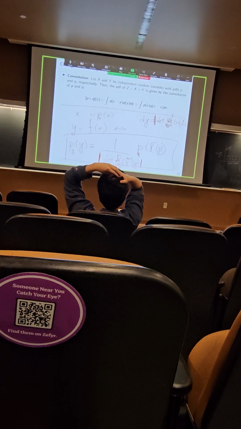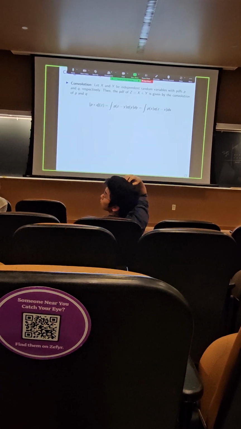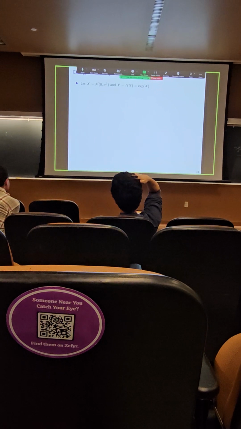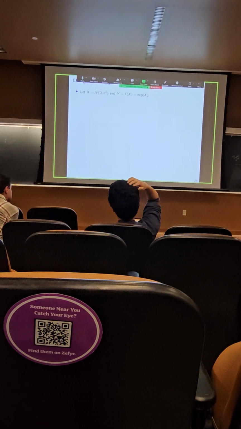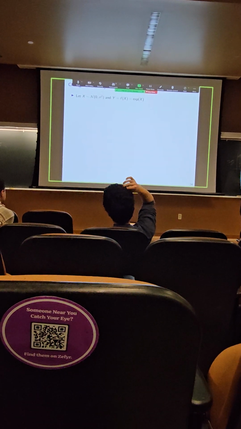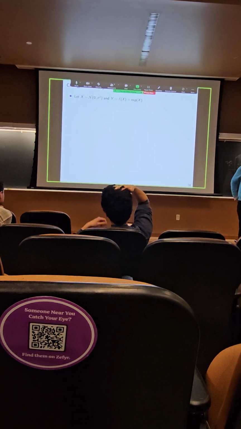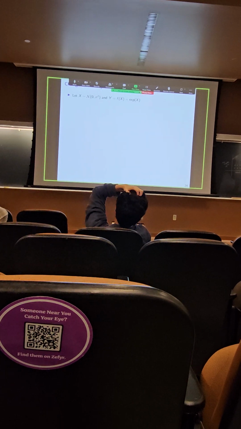So let's try to instantiate this formula. Let's do a practice problem here. So let's say x is a normal distribution with 0 mean and covariance sigma, and y is the exponential of x. So now the question is, what is the distribution of y? Okay, so let's try to use that formula to try to solve this problem.